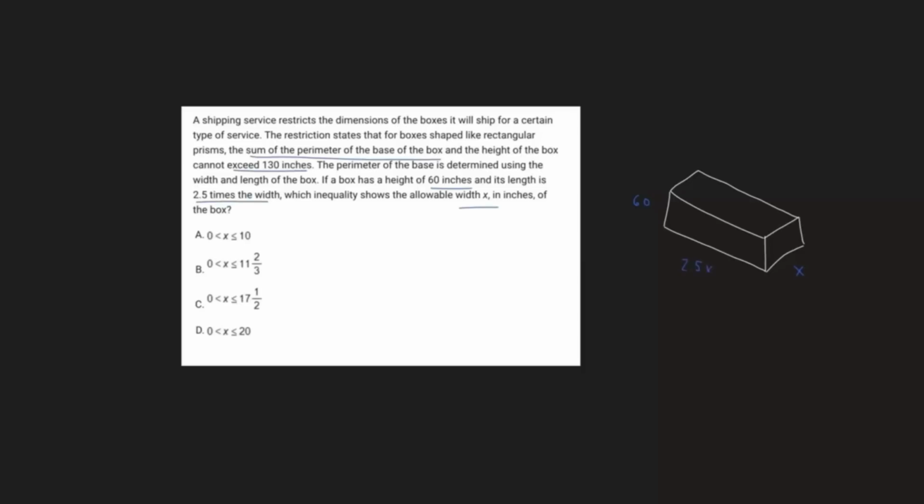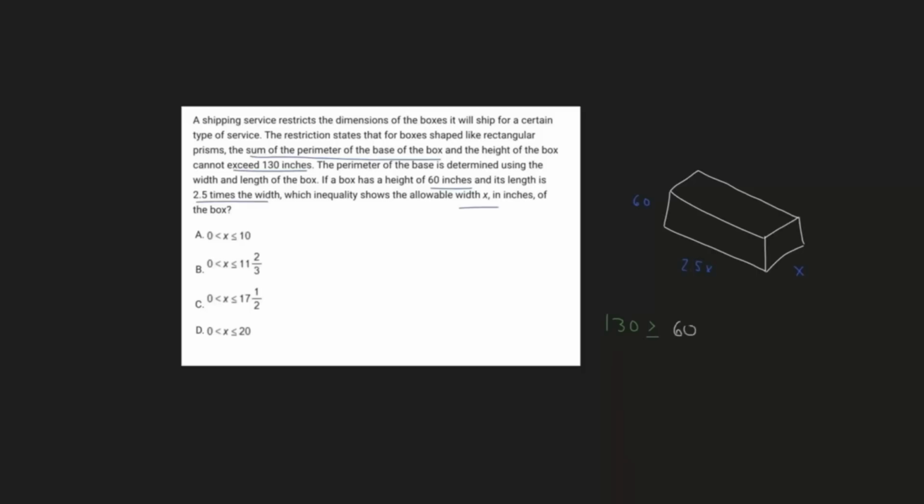So let's use green and write out 130 because it cannot exceed 130, right? And therefore, I'm going to write up the sign like this, but it can be equal to 130. It just can't exceed 130. All right, so now we need to find what the restriction actually is for the 130 inches, right? Well, it says right here, it's the sum of the perimeter of the base of the box and the height of the box. And so the height of the box, first off, we have a value of 60.